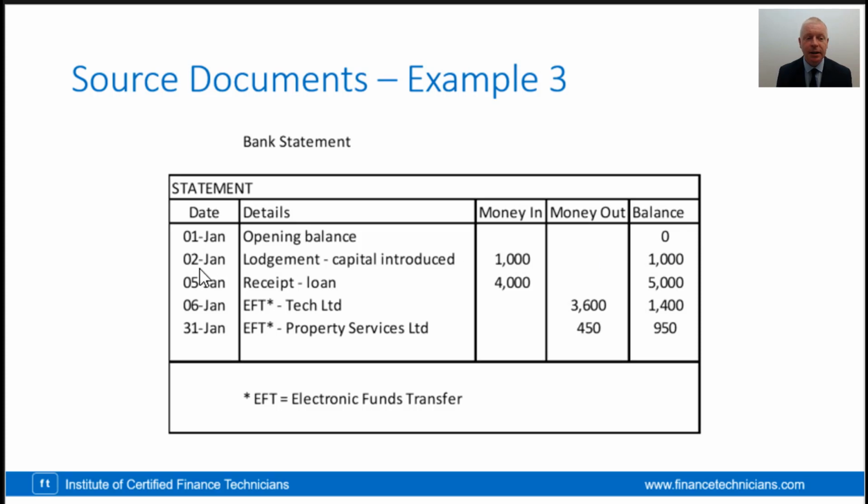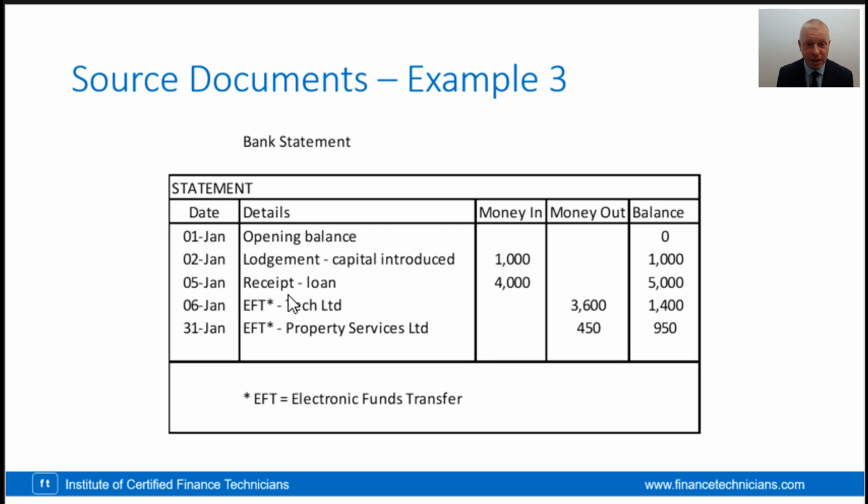so they had no monies available. Then on the 2nd of Jan, they had a lodgement of capital introduced, so that's money coming in of 1,000 dollars or euros or whatever the case may be. And this is capital introduced, so money's introduced by the owner of the business. So now you can see that once the money comes in, it adds on to the balance. So now there's 1,000 available to the business to spend.